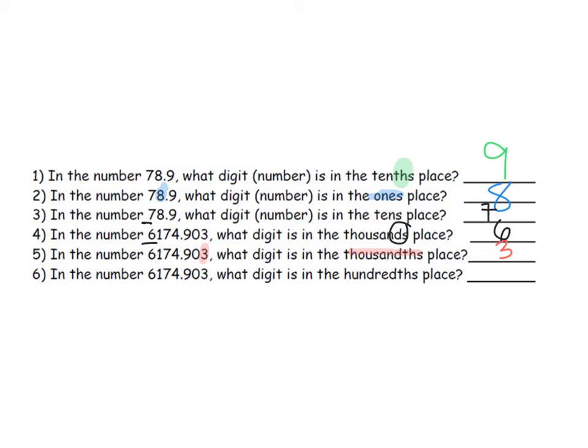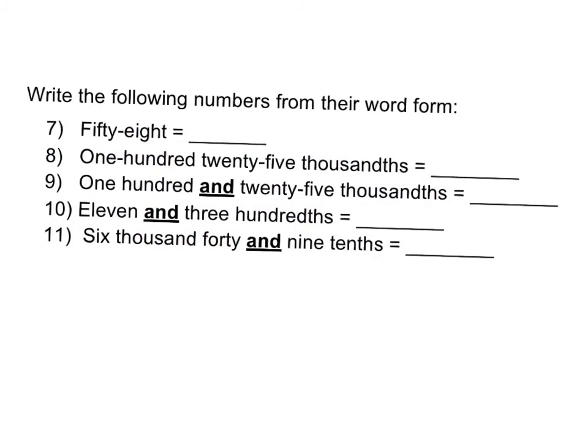And the last one, in that same number, what digit is in the hundredths, TH place? That's going to be 2 to the right of your decimal, which is that 0 right there. So the digit you should have gotten is 0.